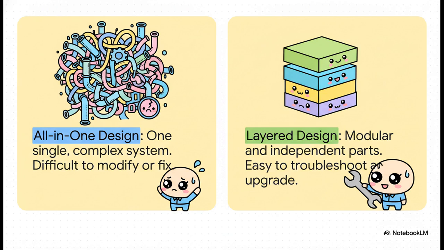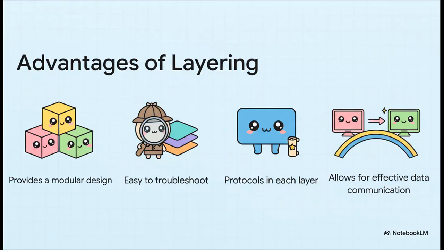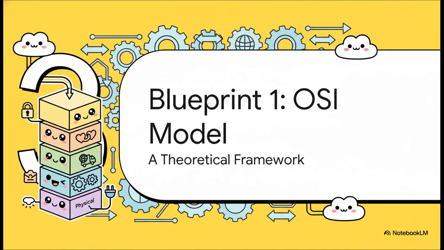But with the layered design, everything is modular. The parts are independent. So if something goes wrong, you know exactly which layer to check. It makes finding and fixing problems about 1,000 times easier. So, let's sum it up. Layering gives us this modular design that's super easy to troubleshoot. It also means each layer can have its own set of rules. We call them protocols that are just for that specific job. Put it all together, and what you get is effective, reliable communication. It just works.